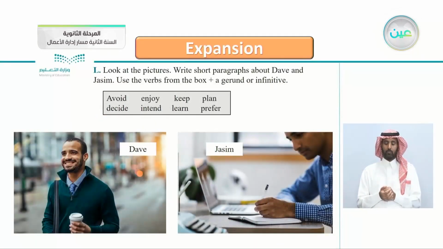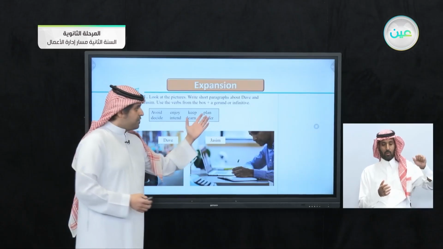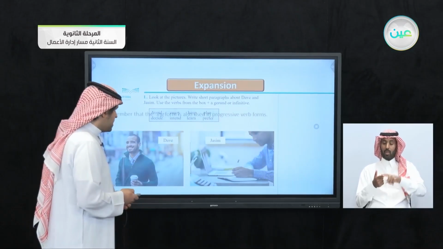So continuing here with the next exercise, look at the pictures and write a short paragraph about Dave and Jassim. Use the verbs from the box plus the gerund or infinitive. We have the verbs here: avoid, enjoy, keep, plan, prefer, learn, intend, and decide. And you see the picture here, you see Dave and Jassim. You can choose whatever verb here plus the gerund.